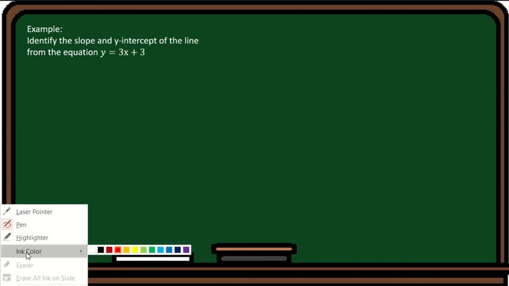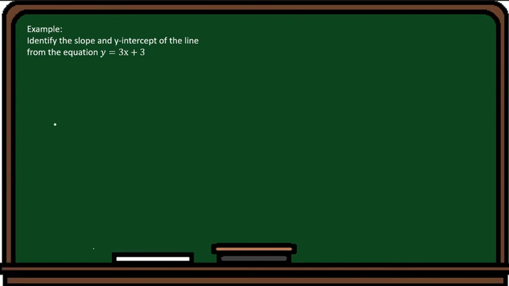Let's have another example. We are to identify the slope and y-intercept of the linear equation y equals 3x plus 3. Now, to identify this, we need to identify first the m and b. So, y is equal to 3x plus 3. Let me repeat, so you remember better: for m, we take the numerical coefficient of x, which is 3. In this case, 3 is a whole number.